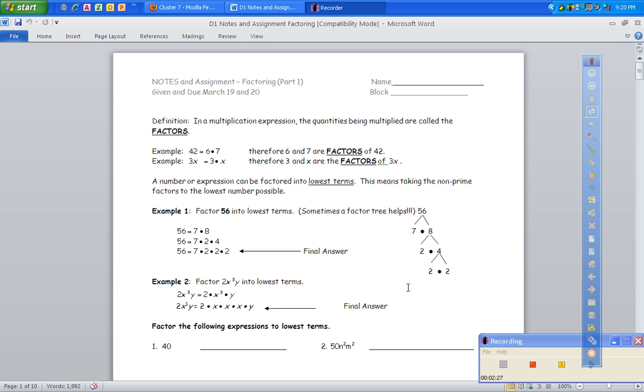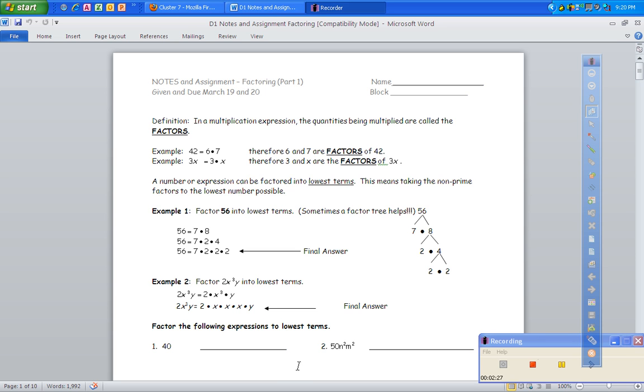No difference. The only new material here is that when we introduce the variables, 2x cubed y is exactly the same as saying 2 times x cubed times y, and we break each individual term down into its basic components. 2 is already prime, so we leave it the way it is. X cubed is x times x times x, and we have just a y to the 1, which is saying times y. So these are all the factors of 2x cubed y. You can't break it down any further, so that means it's your final answer.